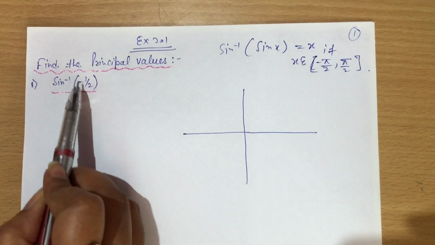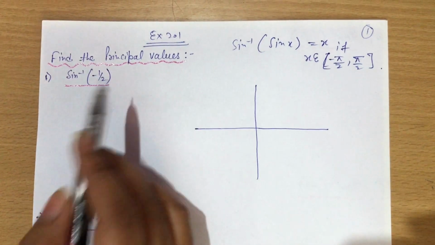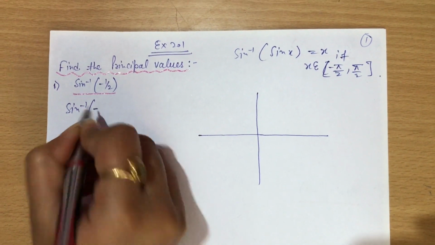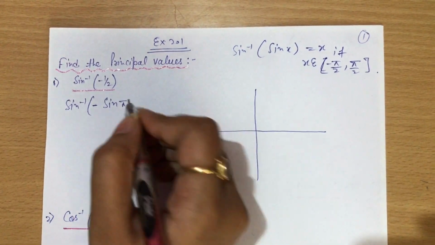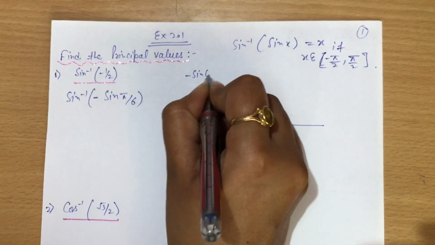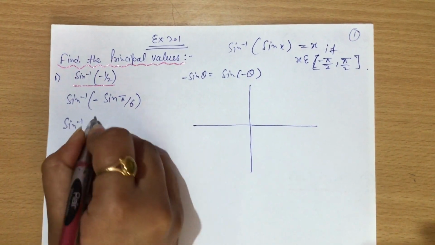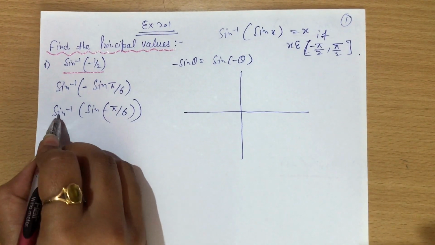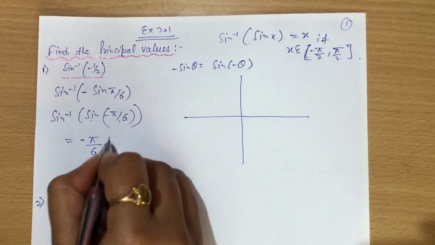So here is sine inverse of minus 1 by 2. First you have to replace this value in terms of sine. You can write 1 by 2 as sine pi by 6. And students, you also know that minus sine of theta can be written as sine of minus theta. So this is sine of minus pi by 6. So sine inverse sine theta is equal to minus pi by 6, and this is the answer.